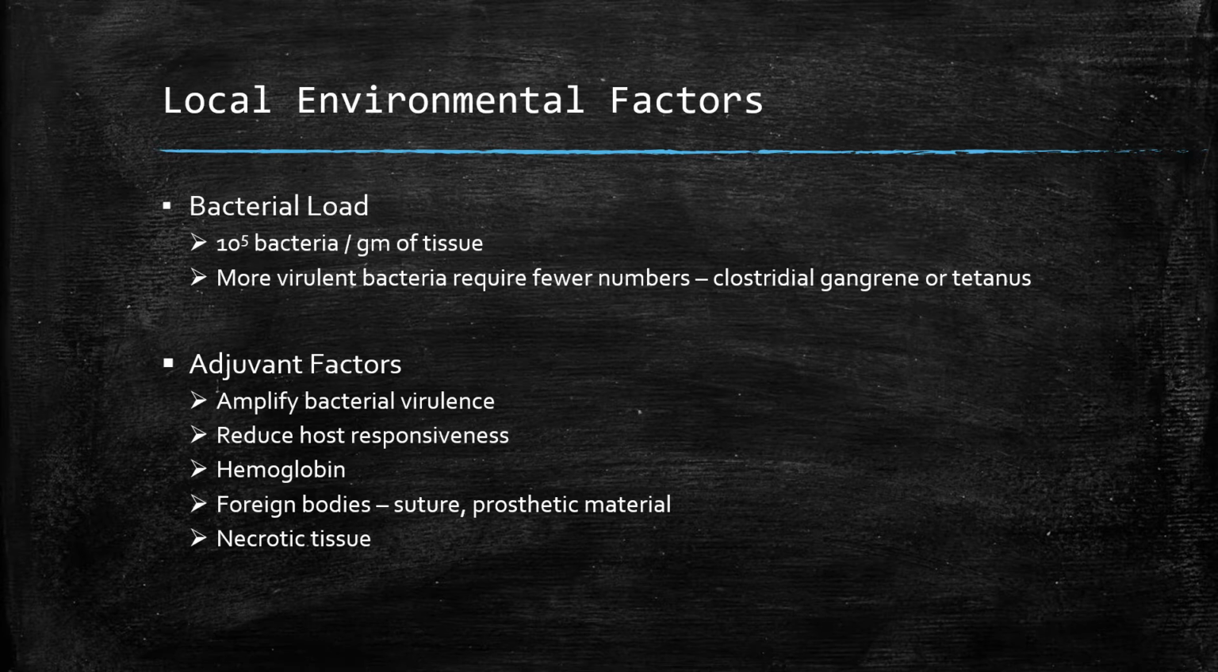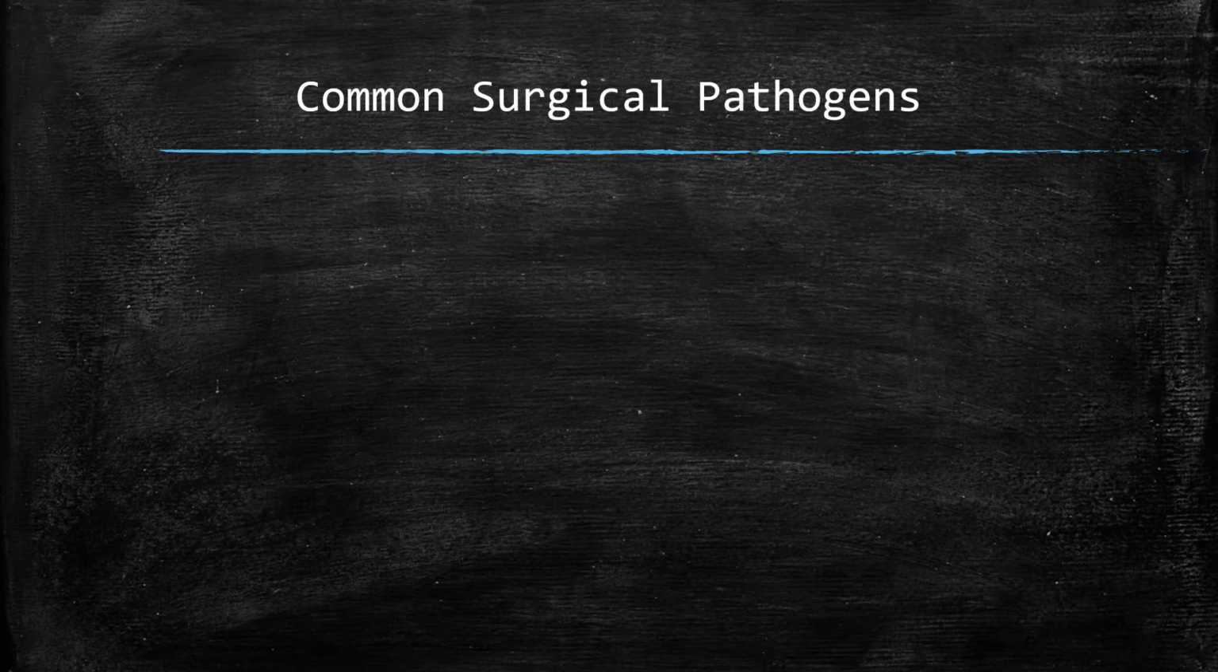Adjuvant factors are local wound factors that amplify bacterial resistance or reduced host responsiveness. Some particularly potent adjuvant factors include blood, foreign bodies like suture material or prosthetic grafts, and necrotic tissue. The presence of any of these greatly reduces the number of bacteria necessary to cause an infection and also greatly reduce the ability of the host to successfully respond. With that brief review of the various determinants of surgical infections, let's now review the most common surgical pathogens.